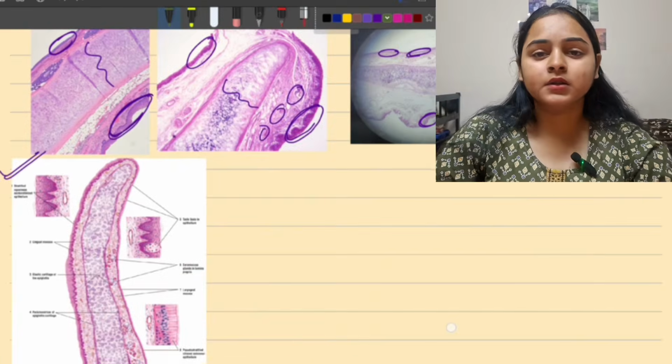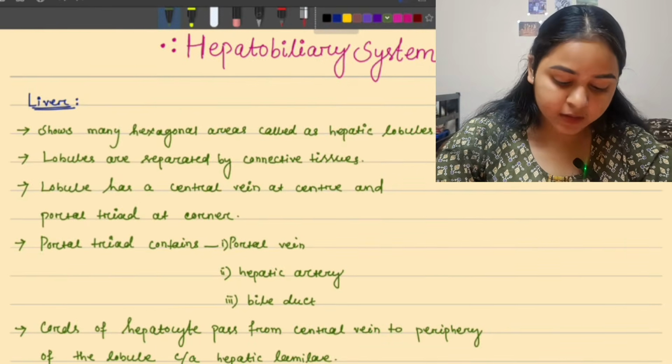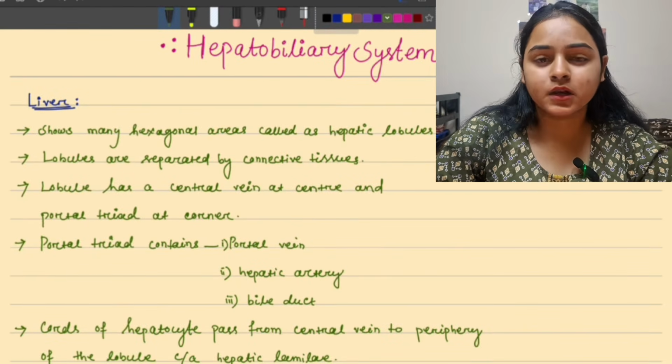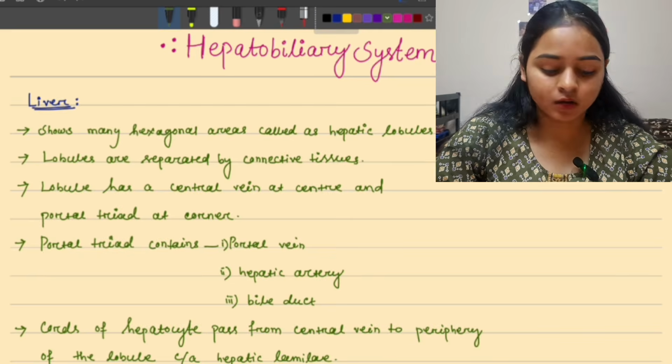Now let's start with the hepatobiliary system. In hepatobiliary system I am discussing 2 slides. One is liver and another is gallbladder.